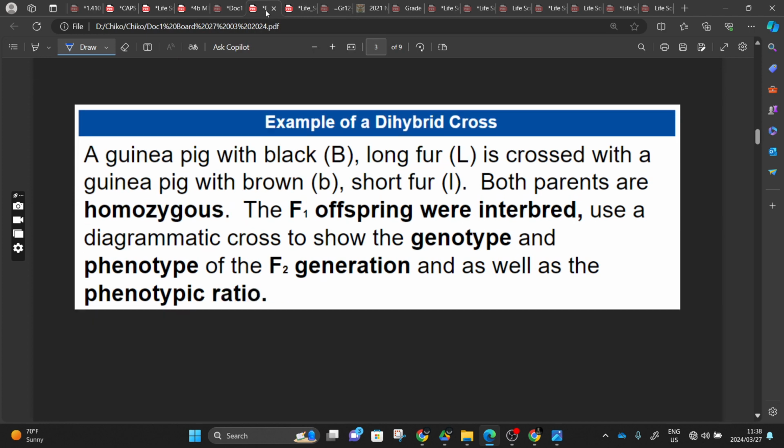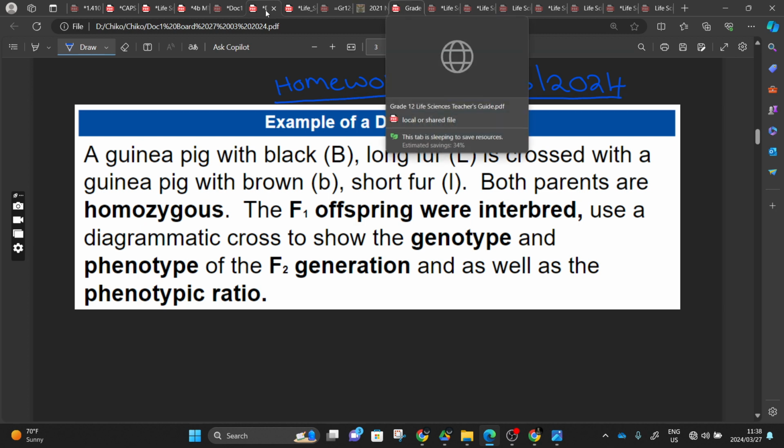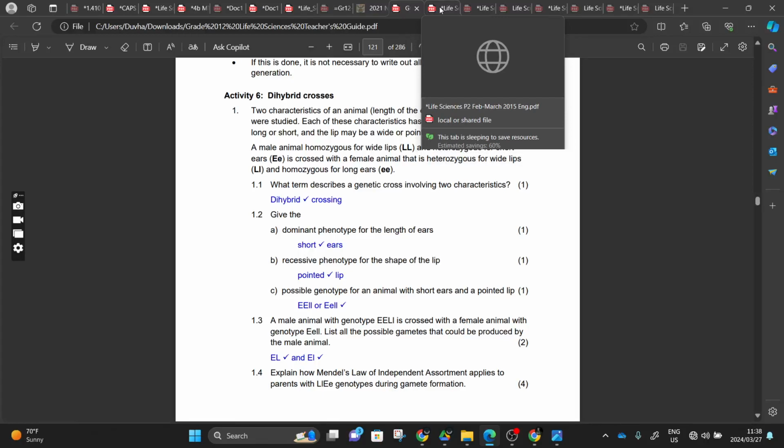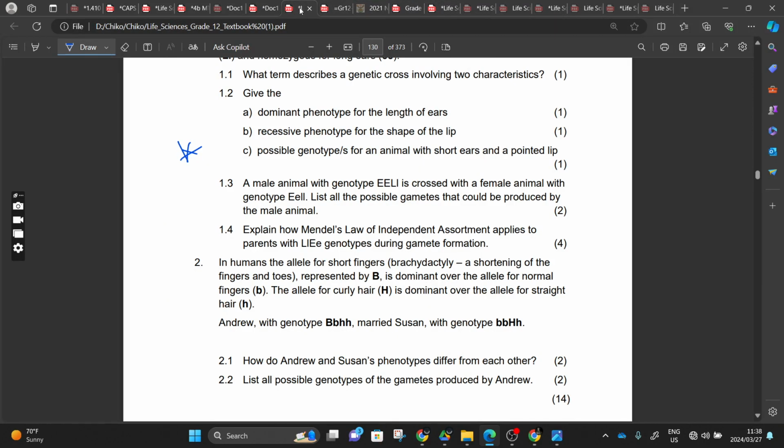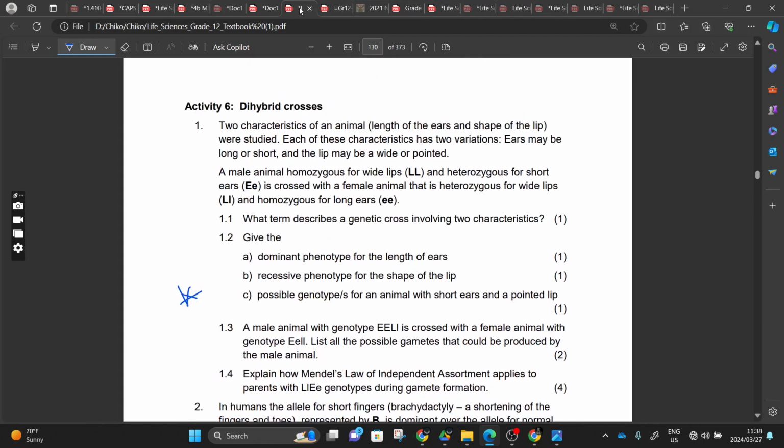We'll come and do it tomorrow. This one is also challenging. So this one will be our homework. Okay? 27/03/2024. So when I go and do this homework of crossing, if you also have power, if you have data, you can also come and do this activity here, activity six. Because tomorrow when I come, I'm starting with this activity six.